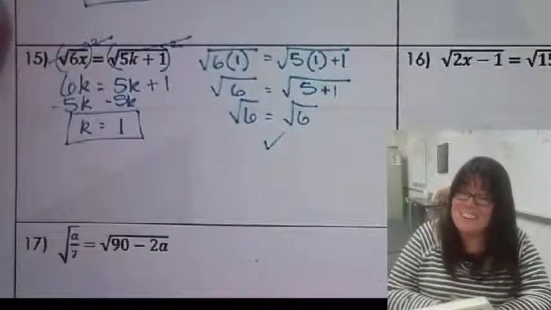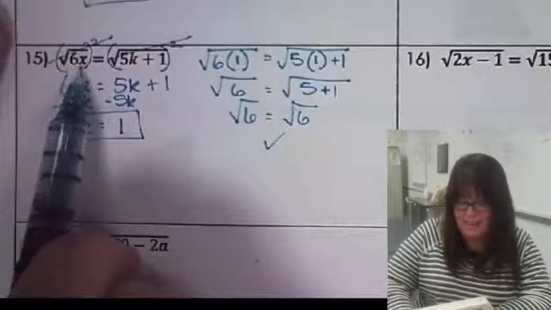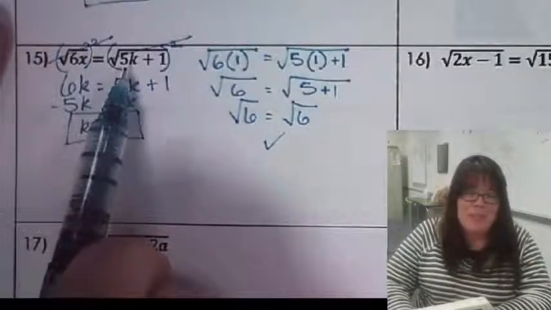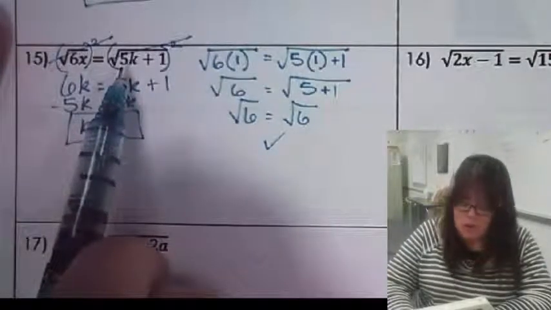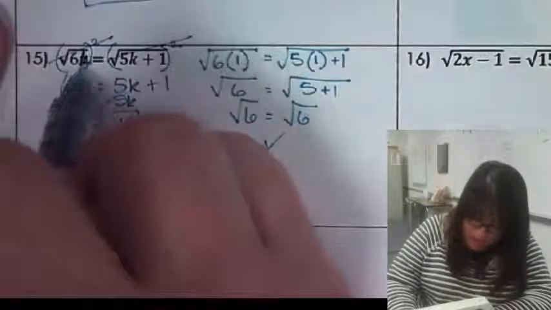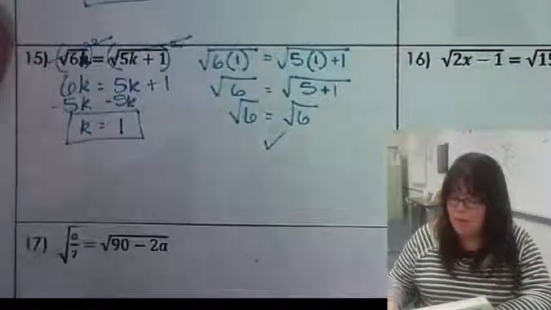All right, how'd you do? I hope this didn't throw you off too badly. There's an X here and a K here. It was just a typo, and I'm sorry that I didn't catch that before I sent you off to do it on your own, but this should have been a K, and hopefully you just solved it as if it was. If you didn't, no problem.